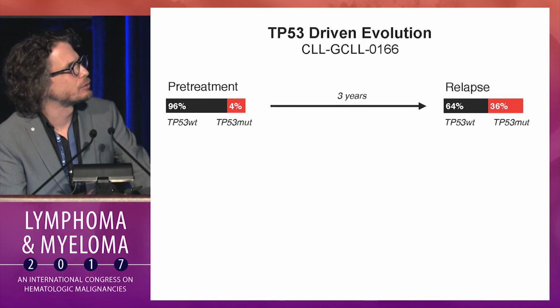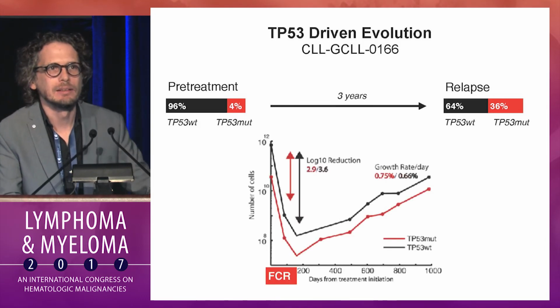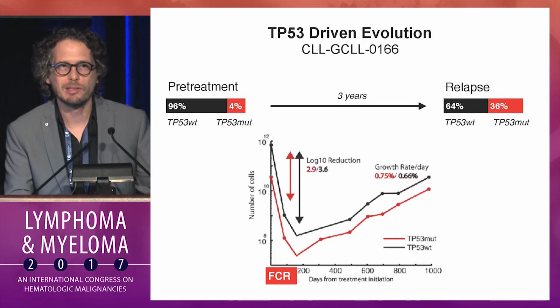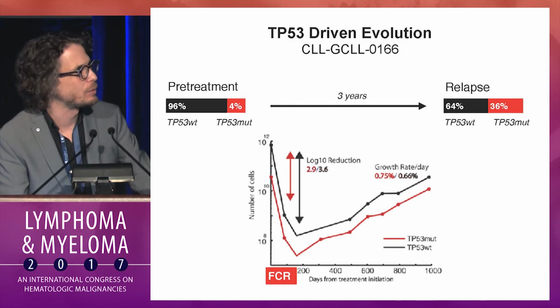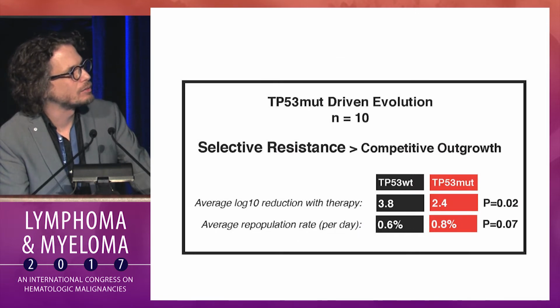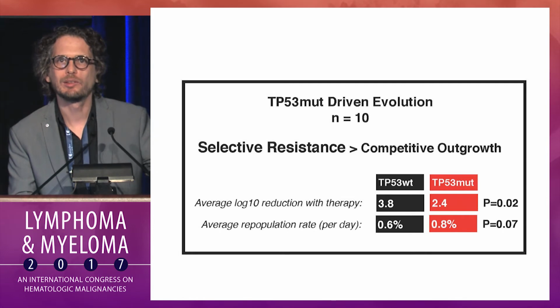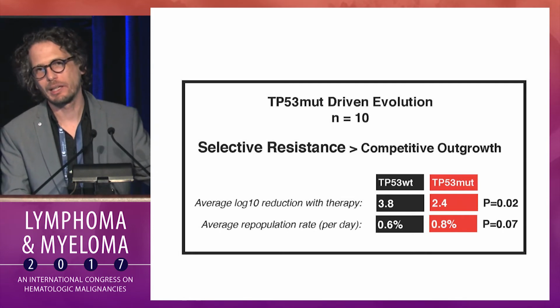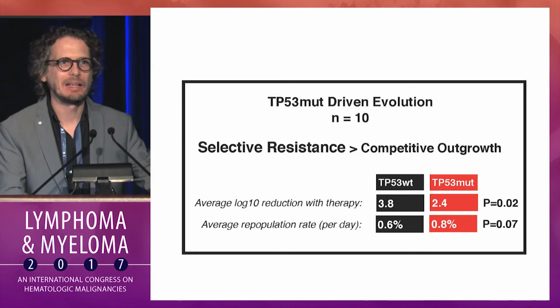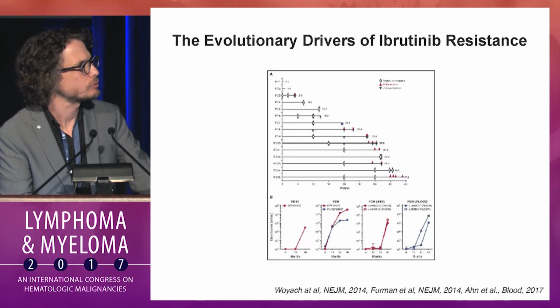In contrast, we have a different example. Here we have a p53 mutant that's growing in size over time, and here we see that it does indeed have reduced sensitivity. So in the case of TP53 mutants, it's probably both the reduced sensitivity and the faster regrowth that are contributing to why this mutation is so effective in taking over the relapse CLL population.